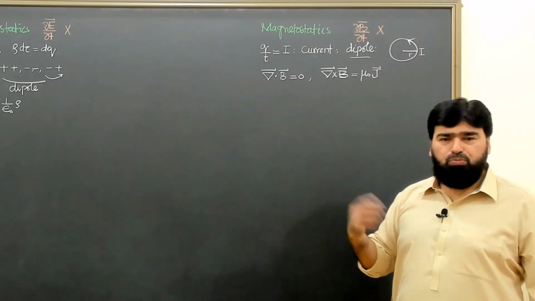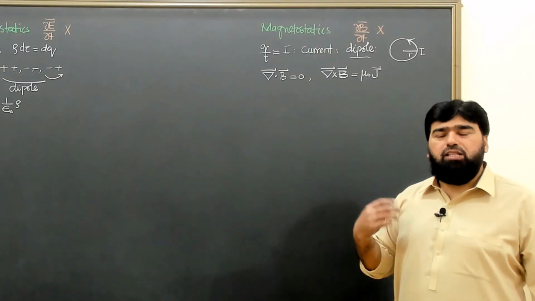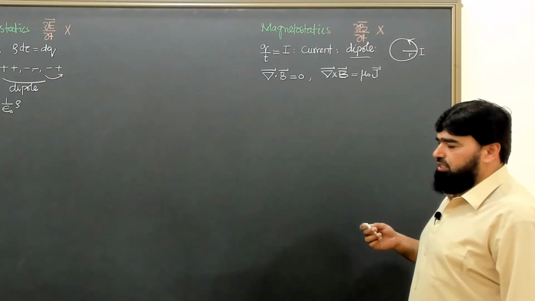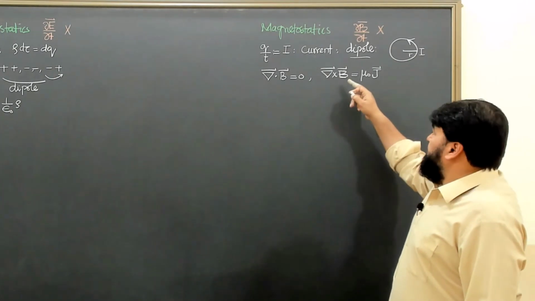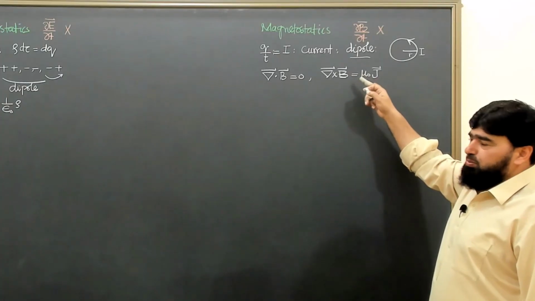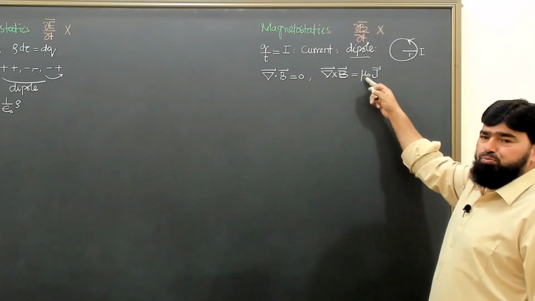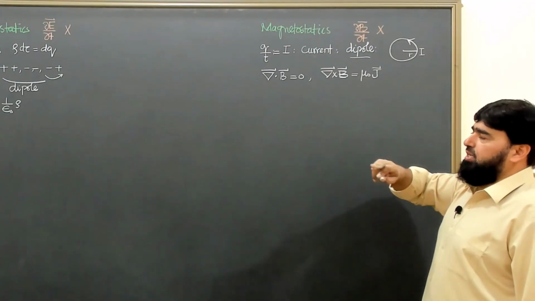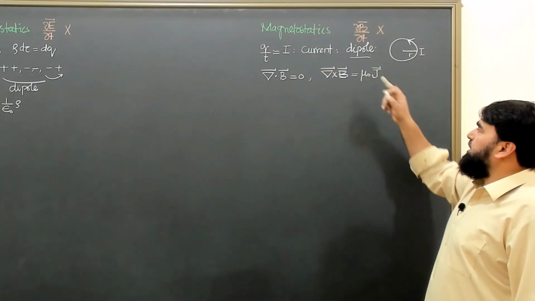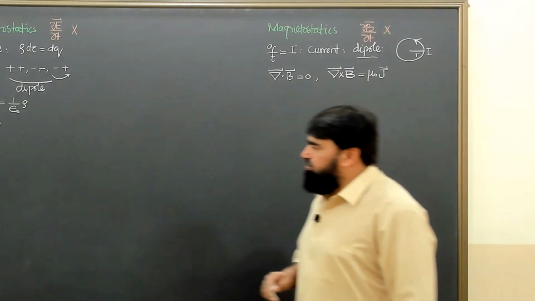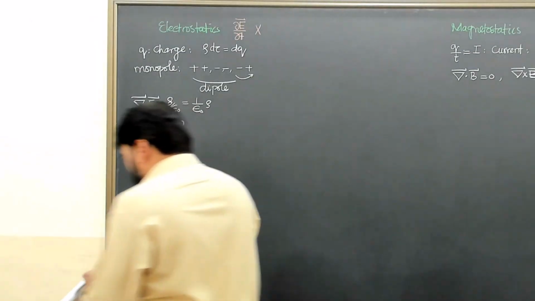Over there it is 1 over epsilon naught, 1 over permittivity. As I have explained many times, the electric and magnetic field situations are different. The curl of the magnetic field has mu naught here, where over there it is 1 over epsilon naught, and then the source of the electric field, and here the source of the magnetic field. And now let's come to another situation.